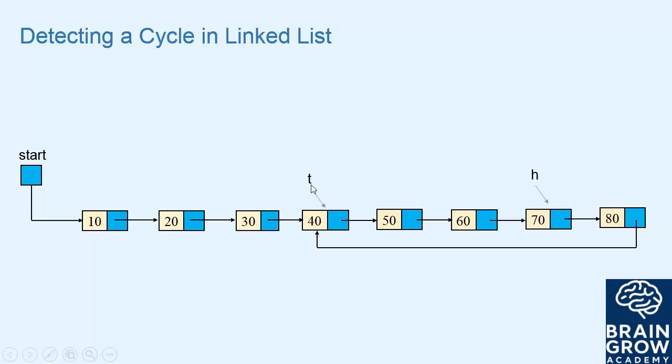Now when we move this slow reference, it will come here. And when we move this fast reference, it will come to this node. Now when we move this slow reference, it will come here. And when we move this fast reference, it will also come here. So now both the slow and fast references meet at a node. This means that the list has a cycle. Now let's see the code for this.